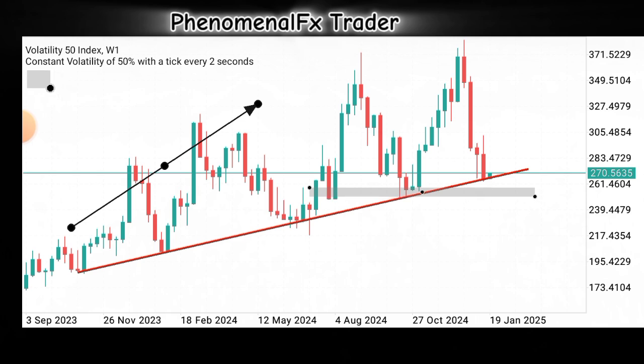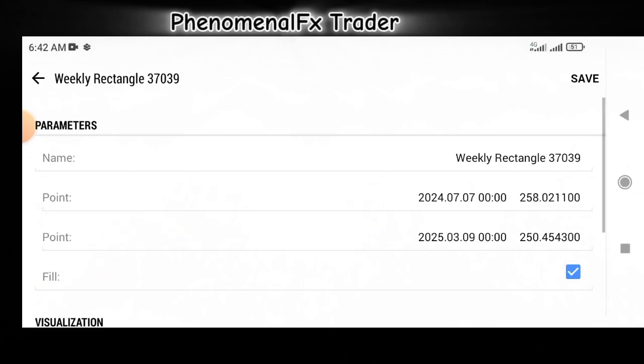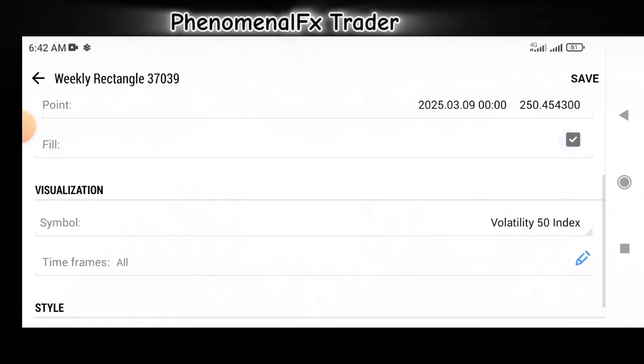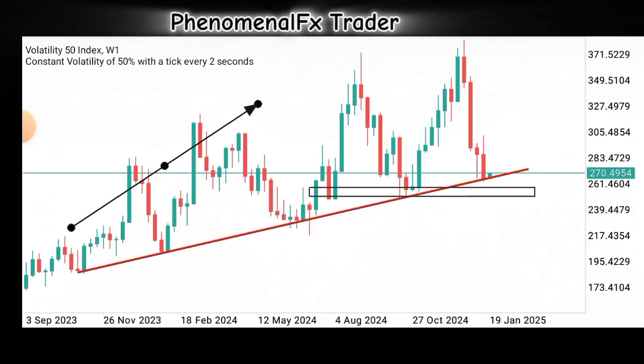Let this be right here. I need to change this. I don't know why I changed this color to black. I don't want to fill it. All right, so you can see that.